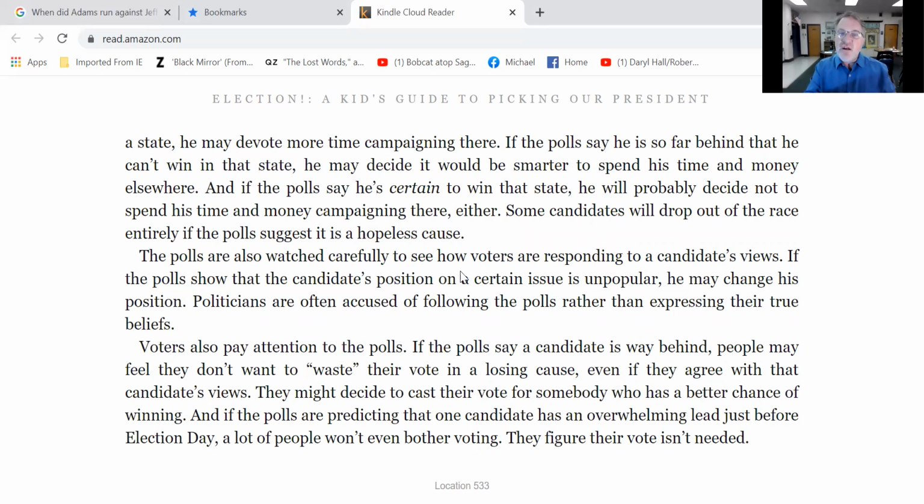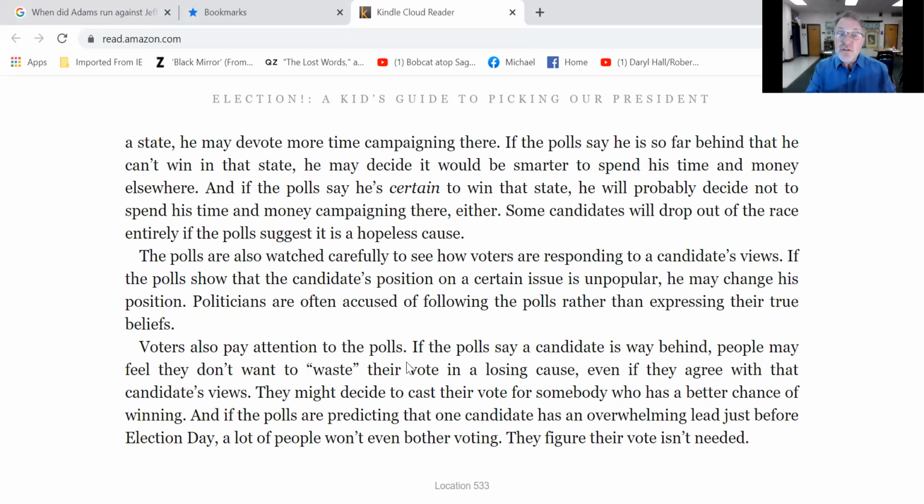The polls are watched carefully to see how voters are responding to a candidate's views. If the polls show that the candidate's position on a certain issue is unpopular, he may change his position. Politicians are often accused of following the polls rather than expressing their true beliefs. Always trying to get more votes.